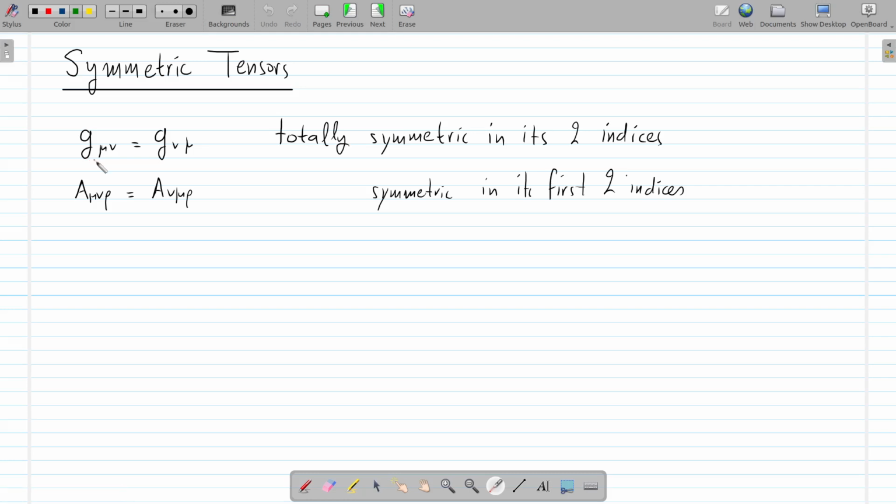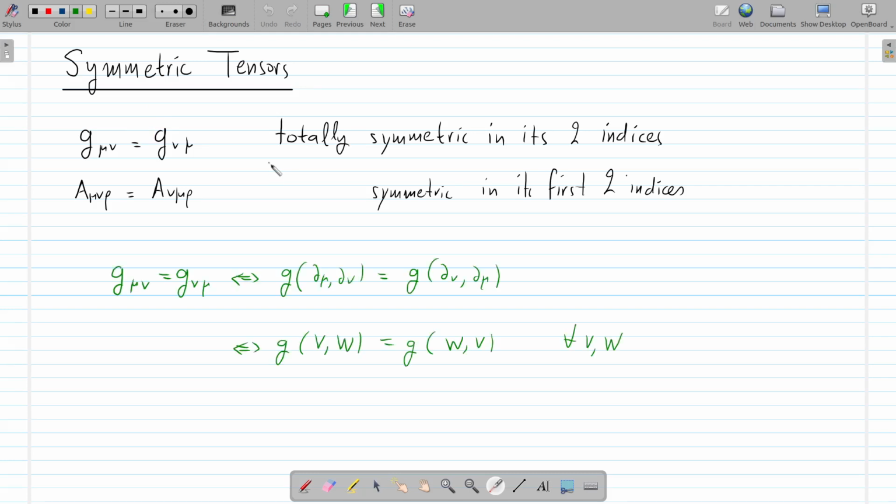Such a tensor is totally symmetric in each of its two indices if every component g mu nu is symmetric under the exchange of the two components, so g mu nu is equal to g nu mu. This is a geometric concept, it doesn't have to do with a particular choice of the coordinate system, because if you remember, the mu nu component of this tensor is just the image of those two coordinate vectors, d mu and d nu. So the fact that these two components are equal means that the image of d mu and d nu under g is the same as the image of d nu with d mu.